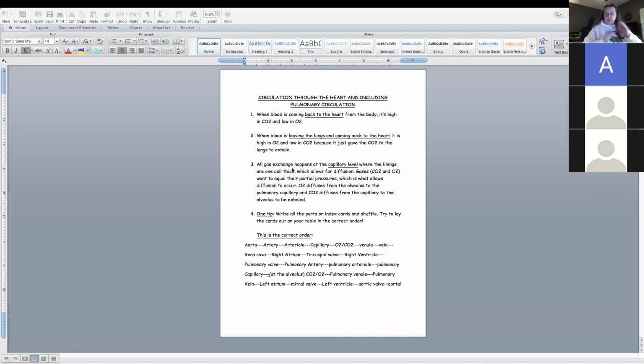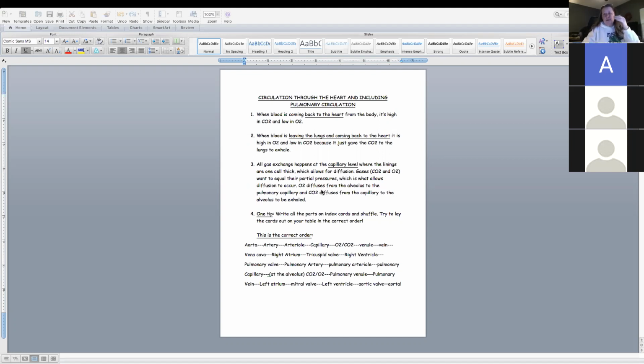And then the gas exchange, where it trades, is at the capillary level. Whenever it has an artery or an arteriole or a vein or a venule, those areas are never diffusing because they are too thick. So it has to wait till it gets all the way down to a capillary. And that is where we diffuse the gases, carbon dioxide and oxygen. You need to know the abbreviations CO2 and O2. And remember, they want to equal their parts.